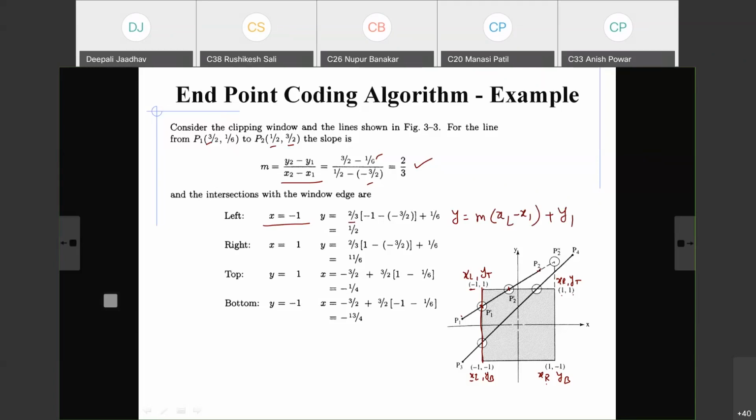Then xl is minus 1 minus x1, which is minus 3 by 2, plus y1. What is y1? 1 by 6. So using this equation, the result is 1 half. So what is this intersection point? P1 dash is equal to minus 1, 1 half. This point: minus 1, 1 half.